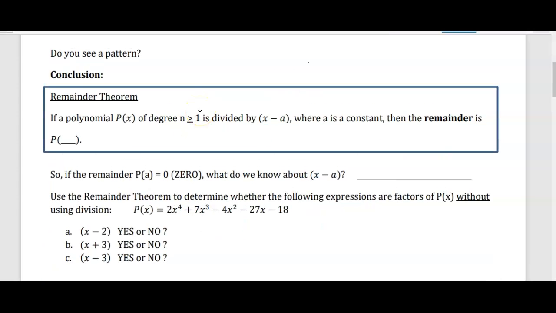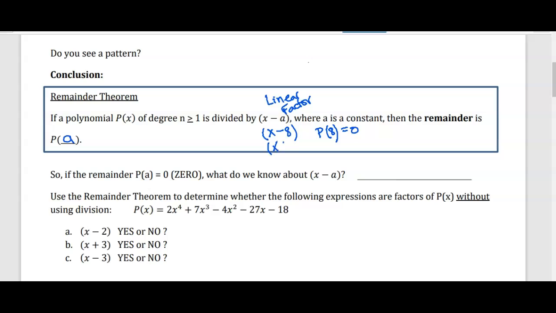Okay, so our conclusion for the remainder theorem is if a polynomial, any polynomial p of x, of degree 1 or higher, so linear and higher, when you divide it by a linear factor in the form x minus a, where a is a constant, then the remainder is going to be p of a when you plug it in. So when we divided by x minus 8, we got a remainder of 0, which is the same as if we had plugged in the 8. They were both 0.